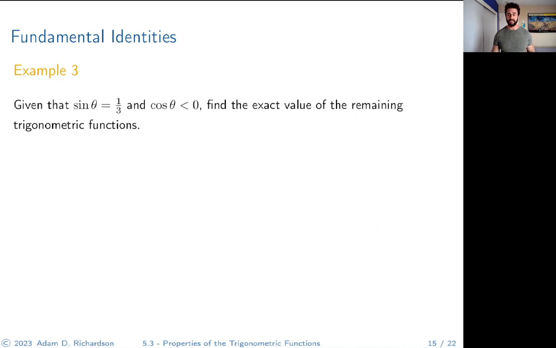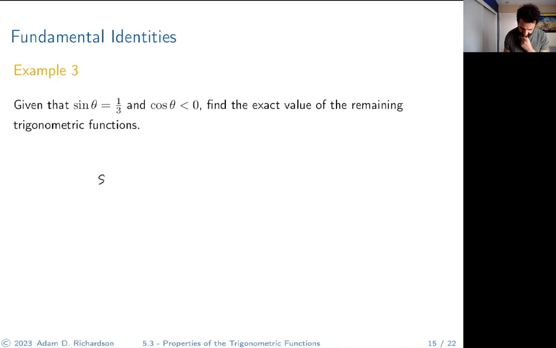Let's see if we can make sense of it. It says, given that sine of theta is 1/3 and cosine theta is 0, find the exact value of the remaining trigonometric functions. Okay, so it doesn't even mention that we're using a unit circle or anything like that. So we just know that sine is 1/3. All right, sine is 1/3. Well, what did we know?